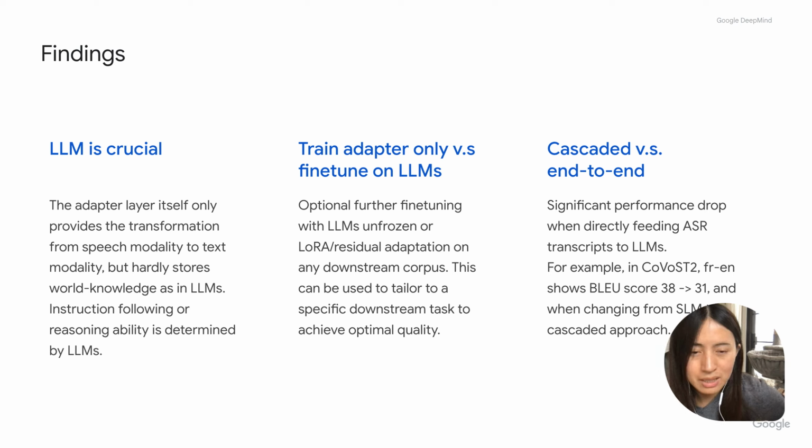People may also ask, can we just recognize the speech and then feed the transcript to the downstream LLM? The cascaded system can also be pretty powerful. So we did a comparison between the cascaded and end-to-end system, and we saw that in the translation task, indeed, we see a significant performance drop when directly feeding the ASR transcript to the LLM. For example, in CoVoST 2, French to English shows the BLEU score goes down from 38 to 31 when changing from SLM to the cascaded approach.